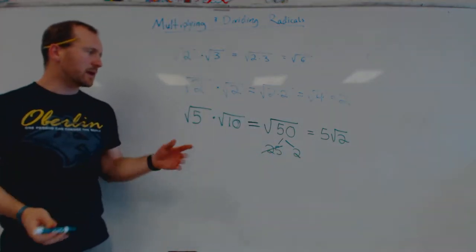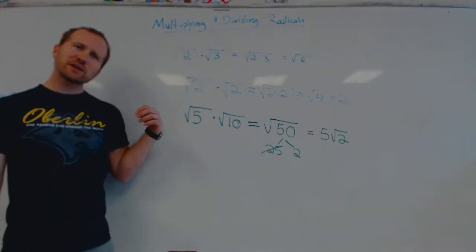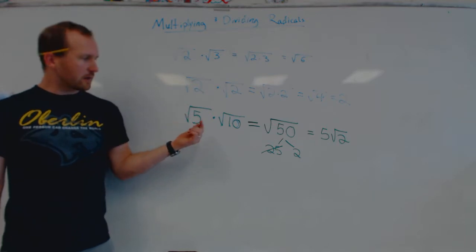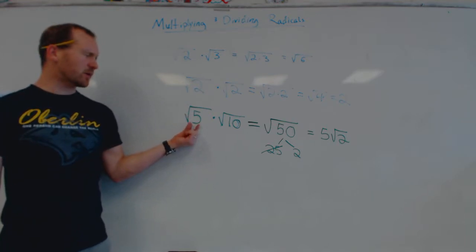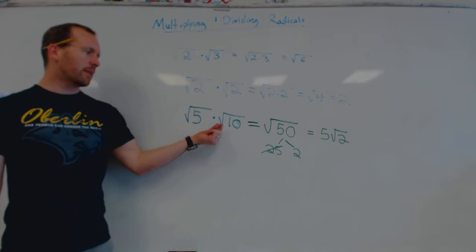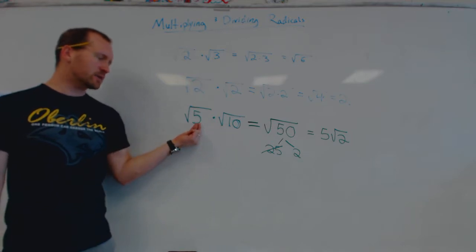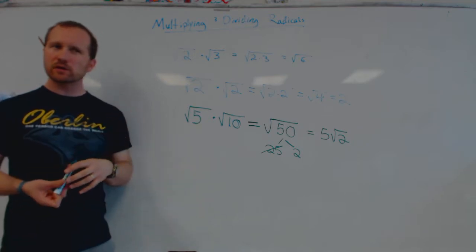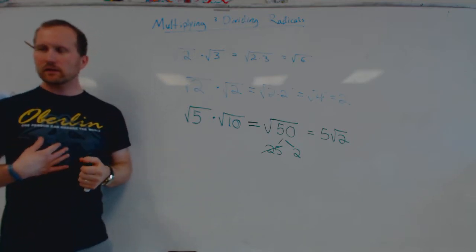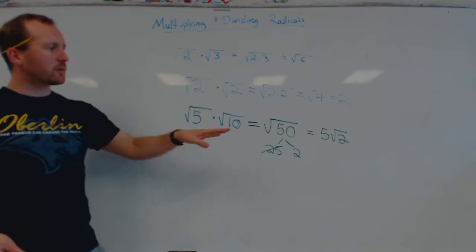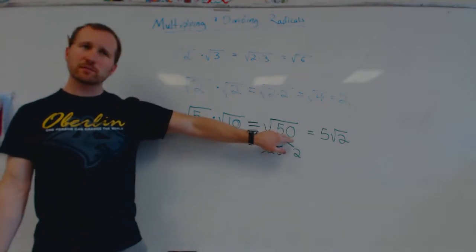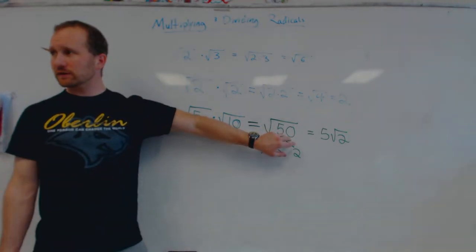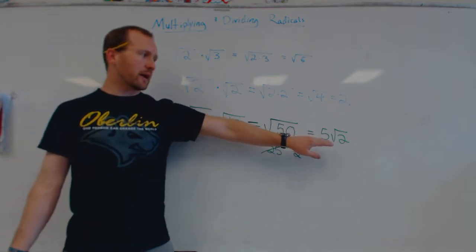So in some cases, if you are really paying attention, this is technically the same as the square root of 5, and then 10 has a 5, which goes with that one, and a 2. But whatever process you want to use, it doesn't matter to me. The main thing is, if you end up with a number that has any perfect squares in it, you simplify it.